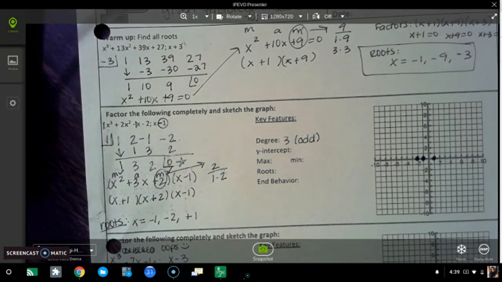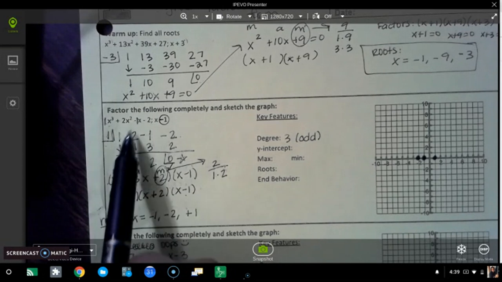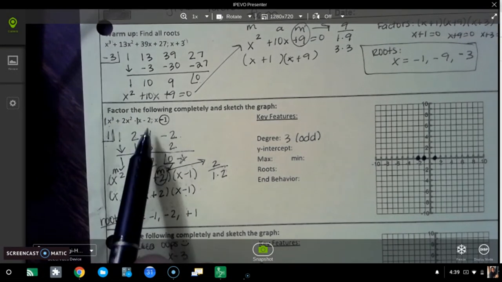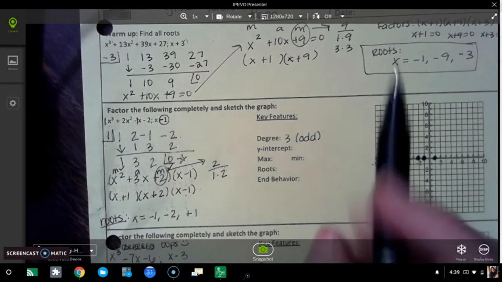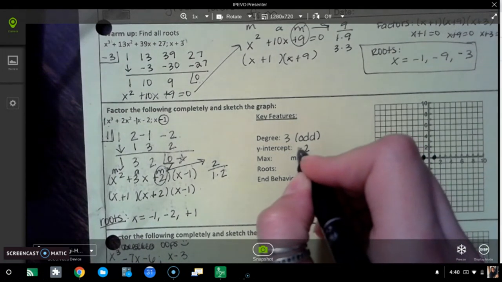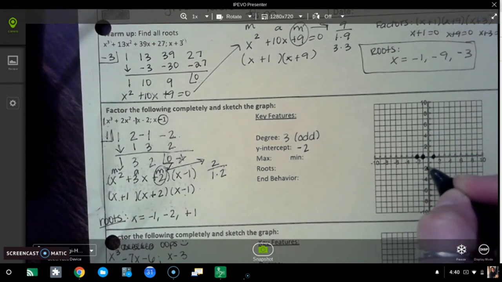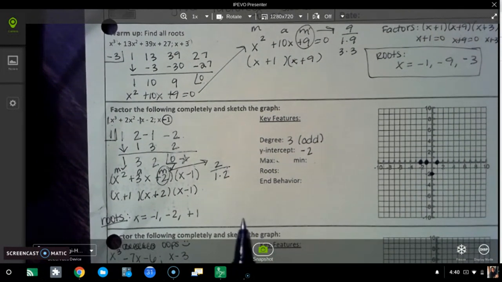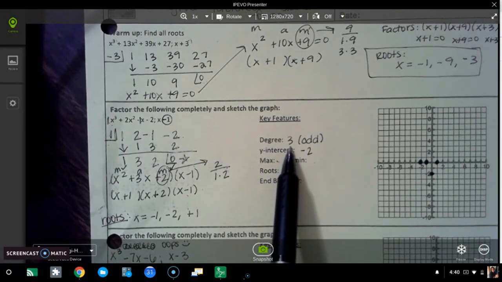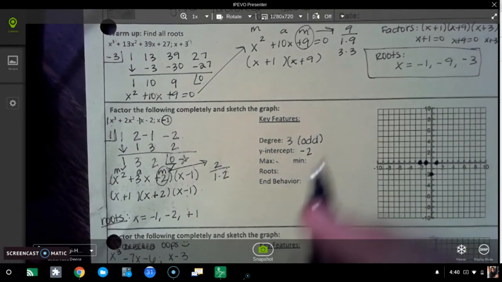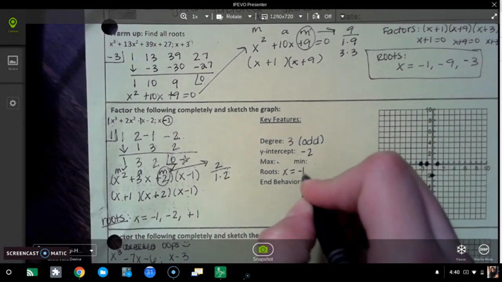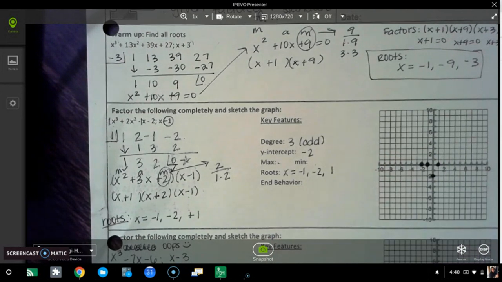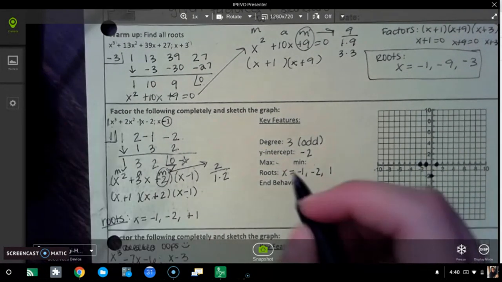What's my y-intercept? If this is my polynomial, my y-intercept is my last term. So my y-intercept is -2. Let's plot that guy. Max and min. We don't have max and mins yet, but I'm sure you can guess. Roots. Oh, we just wrote them right here. So x equals -1, -2, 1. And behavior. Are we positive or are we negative? We are positive because there's no negative right here.